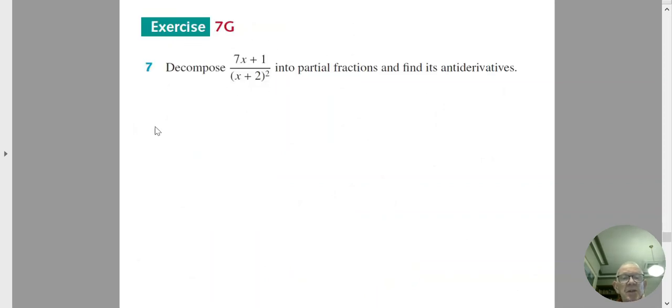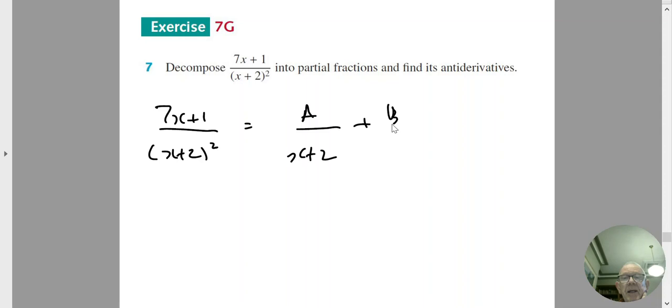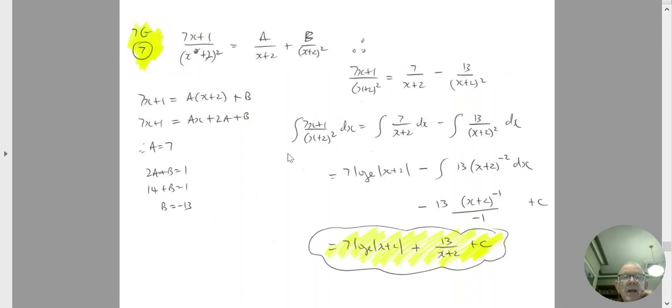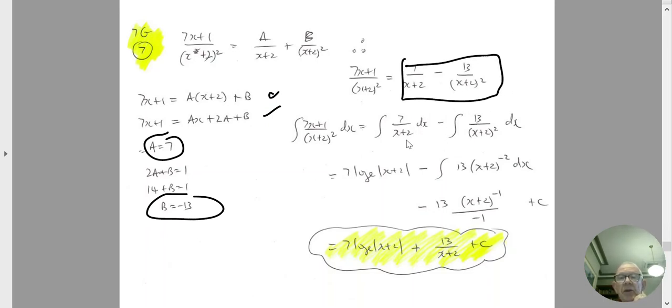To decompose this, I'd be saying 7x plus 1 over (x plus 2) squared would equal a on top of x plus 2 plus b on top of (x plus 2) squared. And then that would look like this. Solving that gives me my two values for a and for b. Putting it together as 2 separate fractions, I can then use a logarithm to integrate this one and use the x plus 2 to the negative 2 general rule to do them separately.